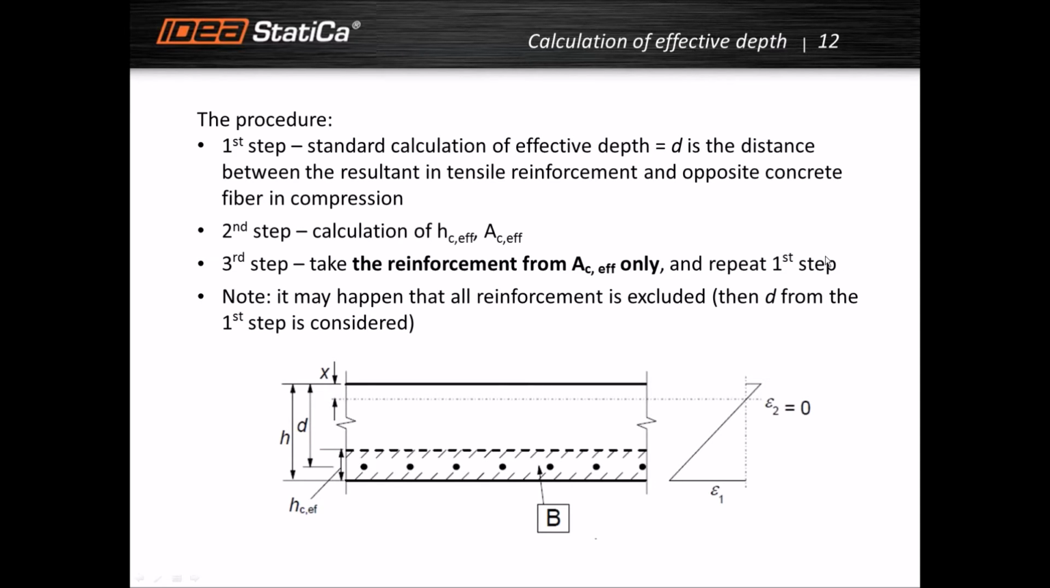Of course, if we find this effective depth, then it's okay. We take it as we showed in the example, but it may happen that all reinforcement is excluded because it doesn't go to the effective embedment zone. Then this d is considered from the first step. So this is the procedure for the calculation of crack width.